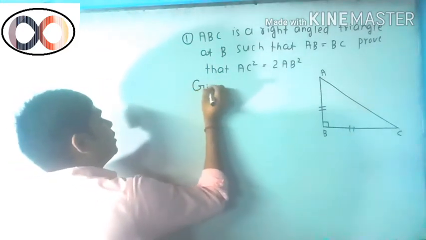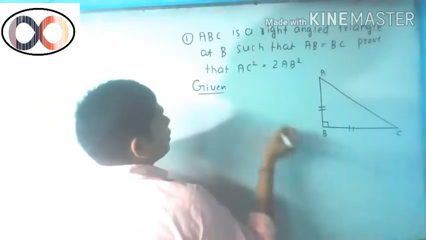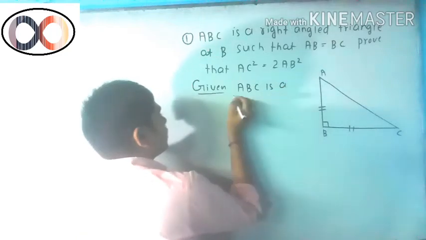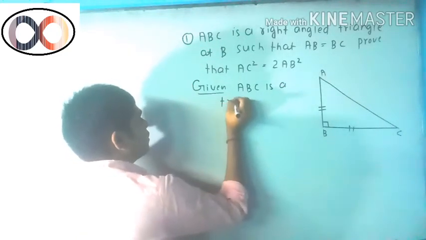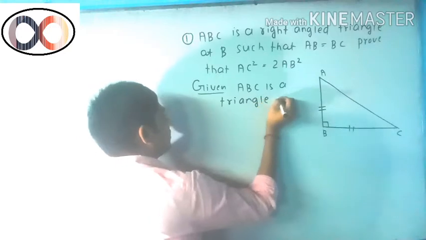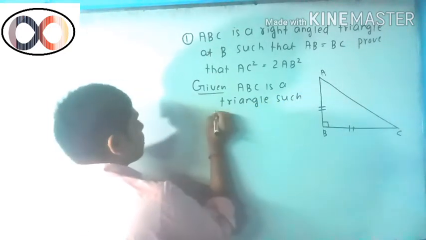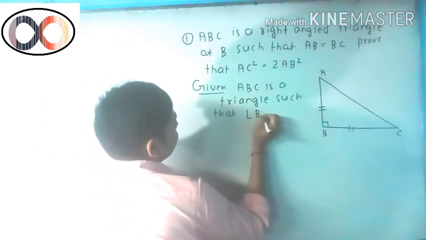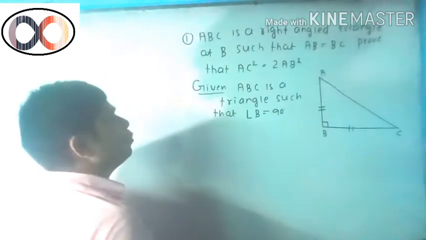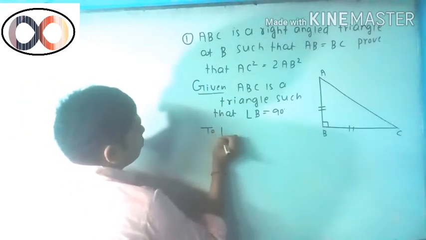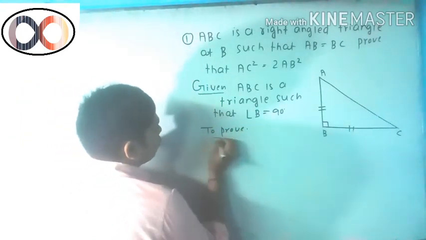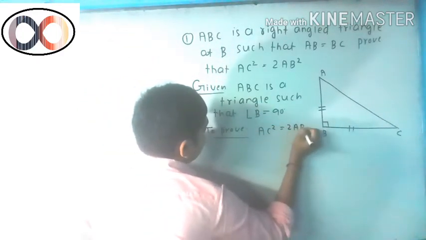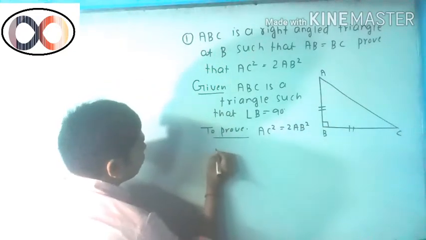So we can write here, given: ABC is a triangle such that angle B equals 90 degree. Now we need to prove that AC square equals 2AB square. So here is the proof.